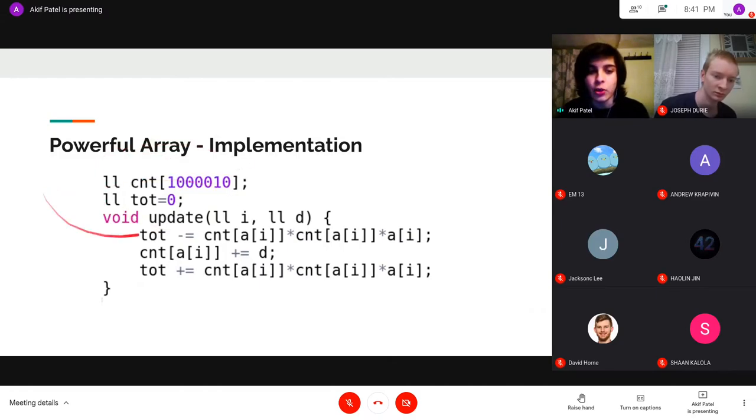And you have this total sum, which starts out as 0, total power sum, right? Then when we add or delete A_i, we subtract the current power, which is given by this formula. We update the count, either by plus 1 or minus 1, depending on what D is. And then we increase the count by the new power, and increase the total by the new power, by this formula again. Is this clear?